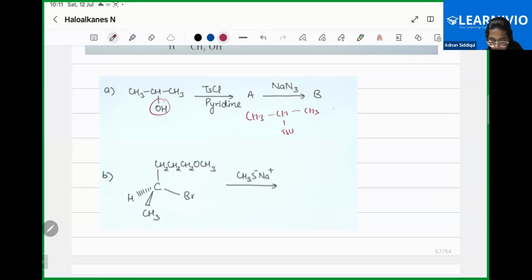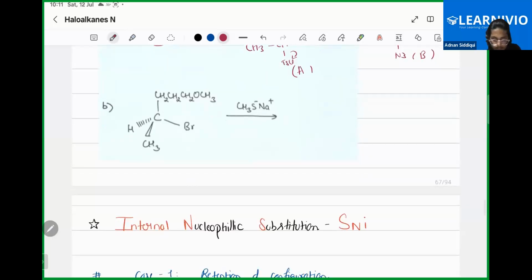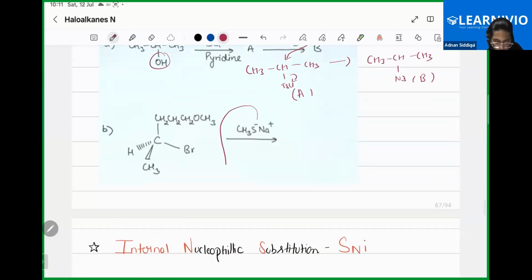Now if you are reacting it with NaN3, this N3 negative will attack and remove it. So you will get CH3, CH, N3, CH3. That's it. This is your A. This is your B. Similarly, here again it will attack in this manner. The thing you should keep in mind is that this is a 3 degree substrate. So will we follow SN1?